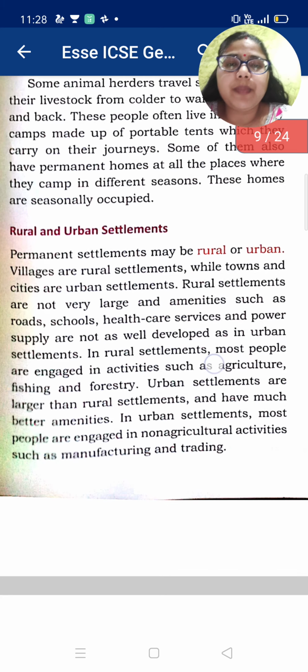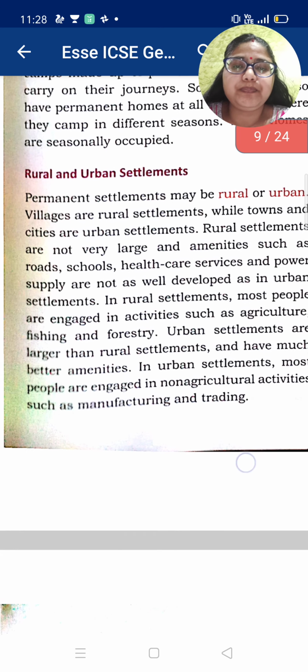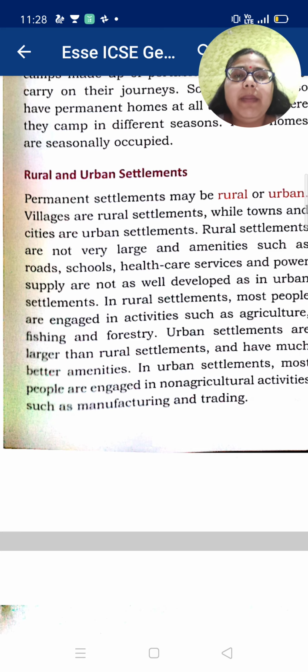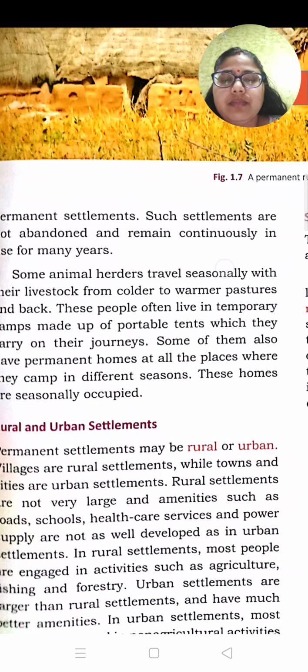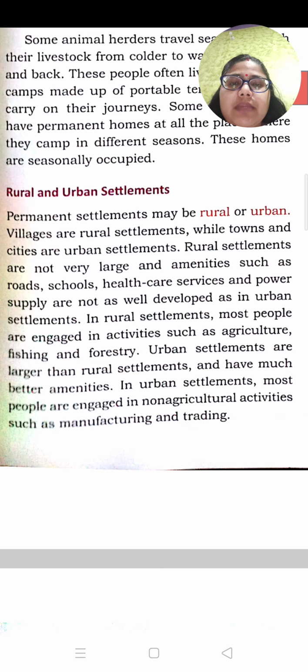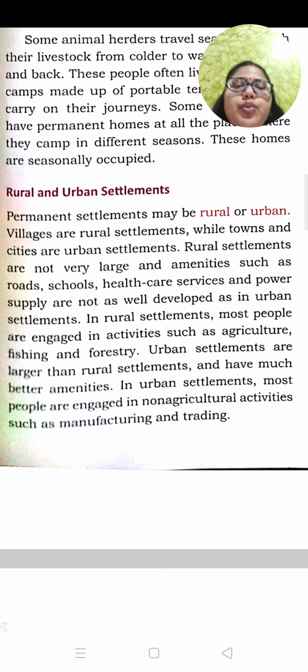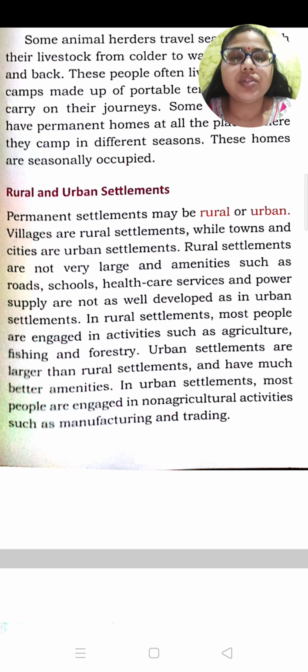Now, the next topic is rural and urban settlements. Permanent settlements may be rural or urban. Villages are rural settlements, while towns and cities are urban settlements. Rural settlements are not very large, and amenities such as roads, schools, healthcare services, and power supplies are not as well developed as in urban settlements.